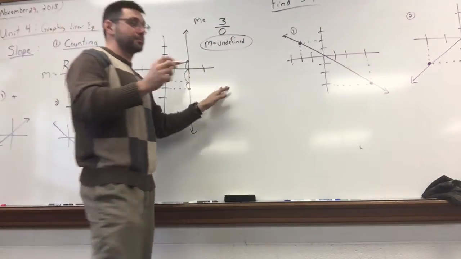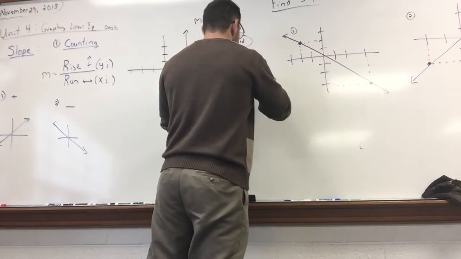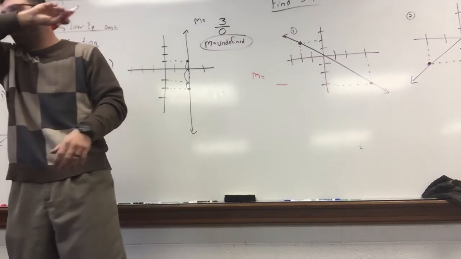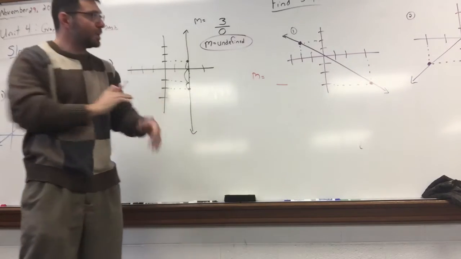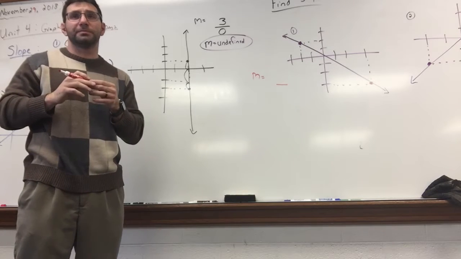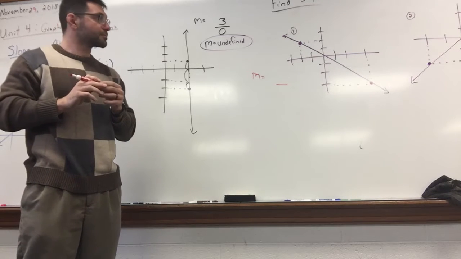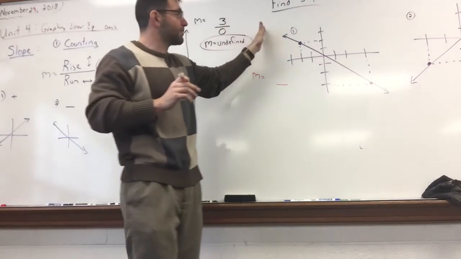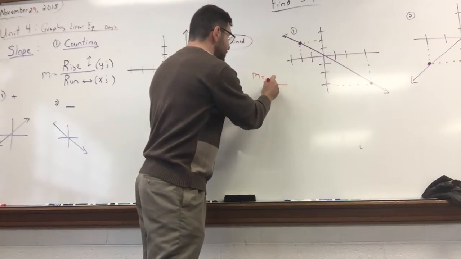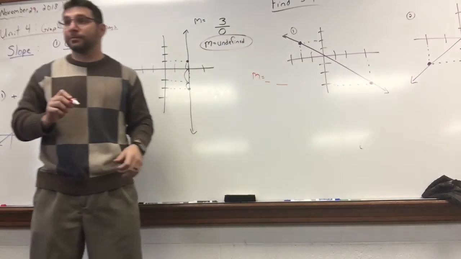Let's take a look at number 1. To start, I have m equals. I start with my fraction bar. I look at it. Is it positive? Is it negative? So number 1, from left to right, it's going downhill. So it's negative. It goes downhill, it's going to be negative.